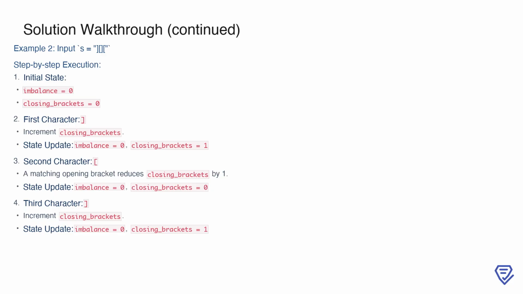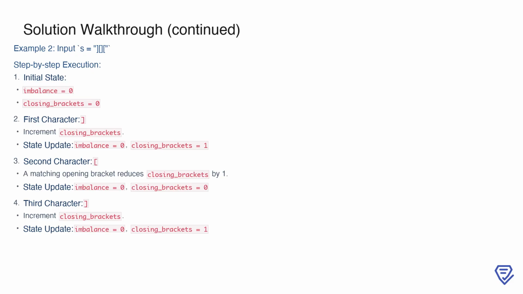Now, let's analyze the second example where the input string is. We start with initial values of imbalance equals 0 and closing_brackets equals 0. For the first character, which is a closing bracket, we increment closing_brackets as it doesn't have a matching opening bracket. This updates the state to imbalance equals 0 and closing_brackets equals 1.